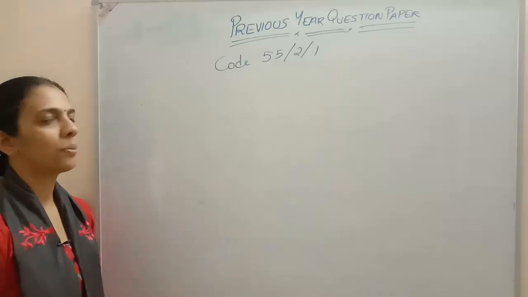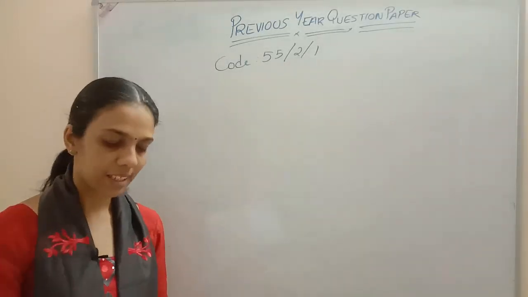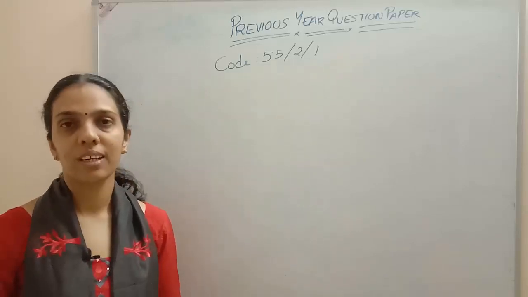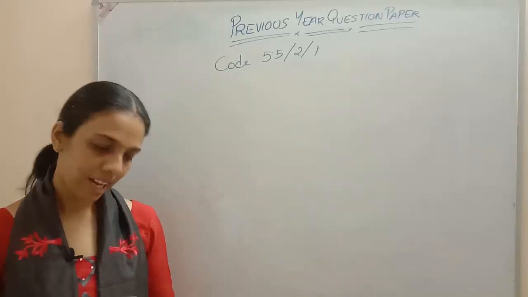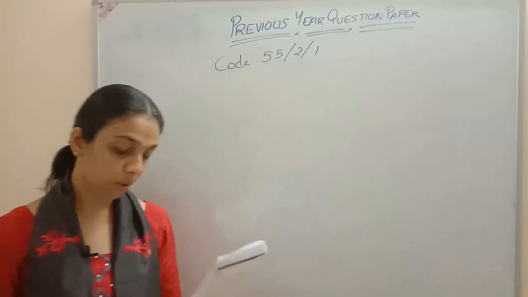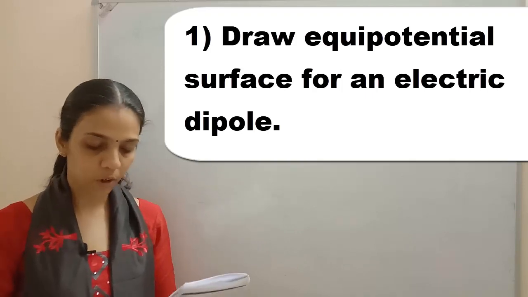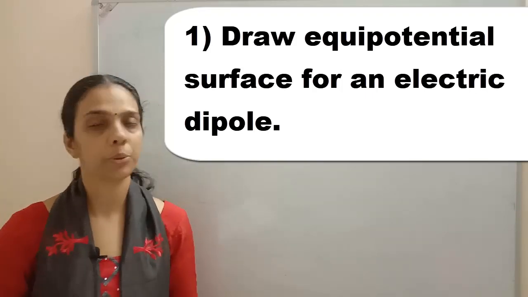In today's topic, we are discussing the previous year question paper only, a new set of questions. Last time we finished one question paper, and this is the second set. The first question is: draw the equipotential surface of an electric dipole.